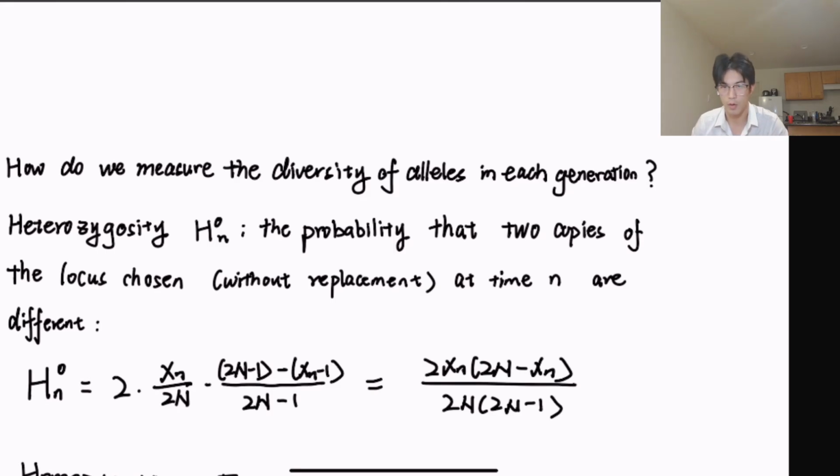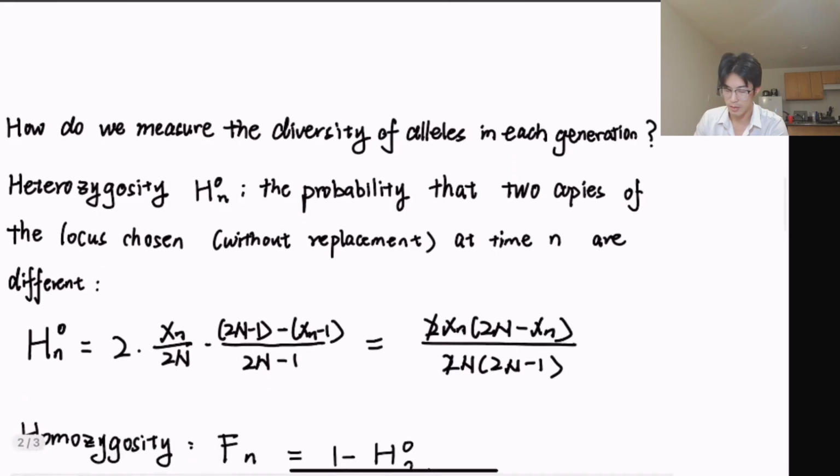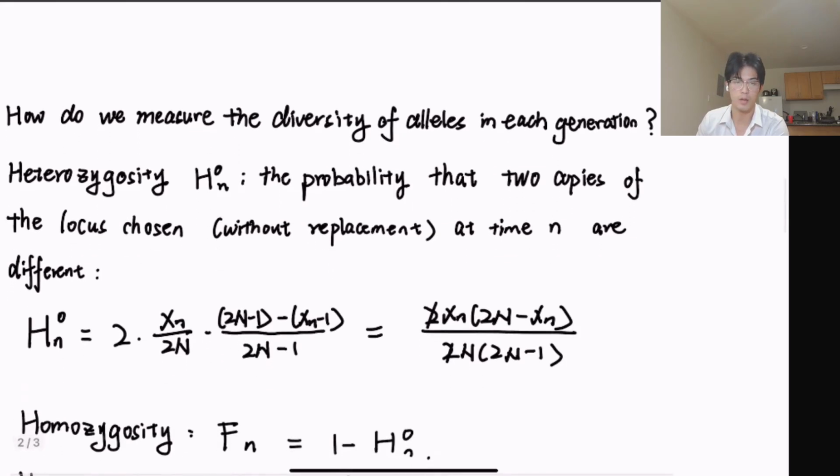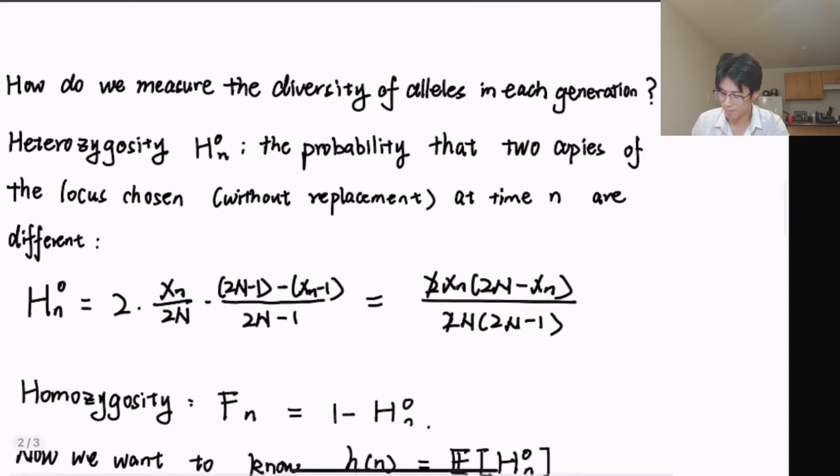Okay, so you can simplify, you can cancel out the 2 here. And the homozygosity, here we write Fn, is simply 1 minus the heterozygosity. It is the probability that two copies of the locus chosen without replacement at time n are the same.